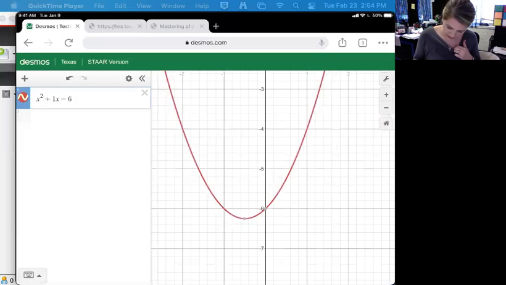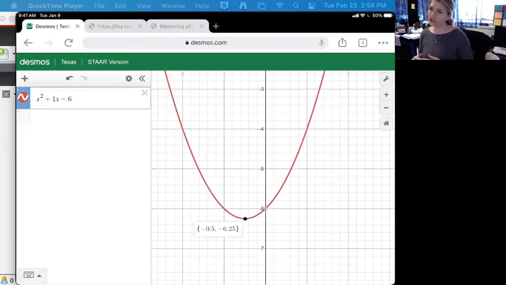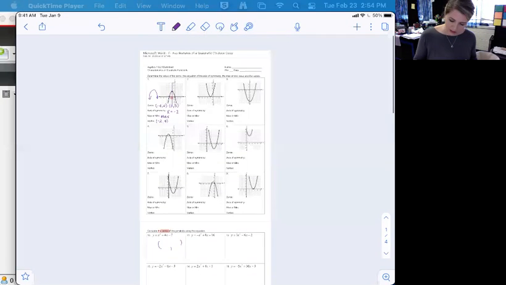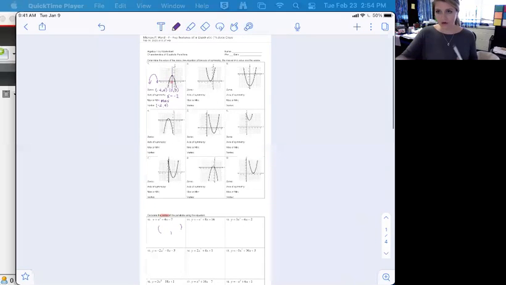My vertex is going to be that lowest point right there. And guess what? Your Desmos calculator will show you that. All you have to do is click on it, just like if you were in class, okay? The only difference is it's not going to say minimum, okay? So that's how you find all of your attributes. This is your assignment that I need you to complete and turn in to me like that. Does anybody have any questions for me?